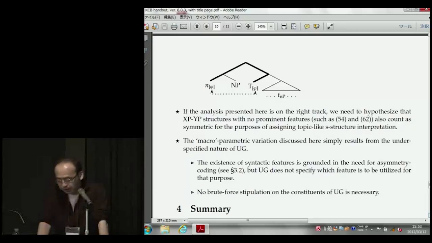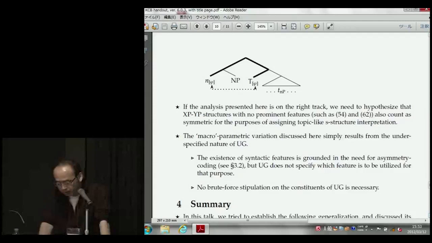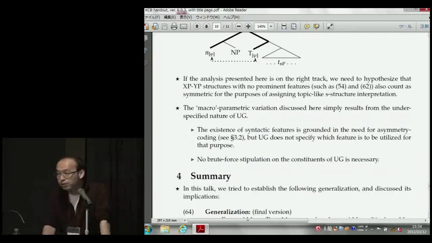Thus, UG allows the possibility that English utilizes phi features on little n, while Japanese utilizes chi features on little v for the same purpose of encoding asymmetric D-structure semantics for the external argument. Therefore, no brute force stipulation on the constituents of UG is necessary here to account for the so-called macro parametric variation, simplifying linguistic theory to a considerable extent.